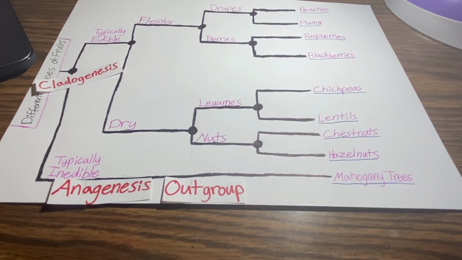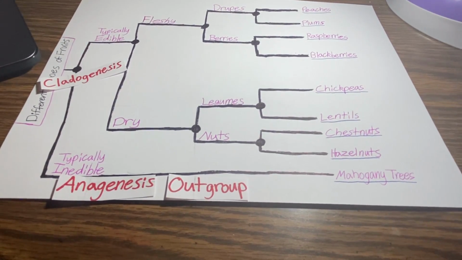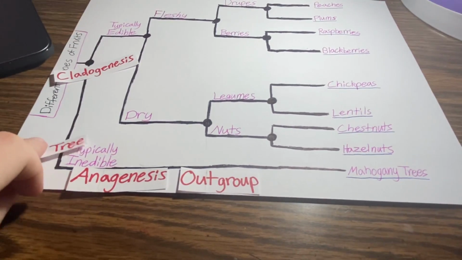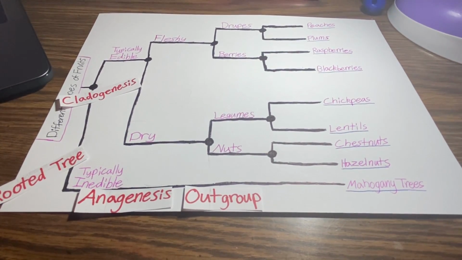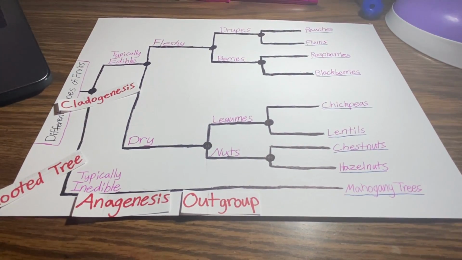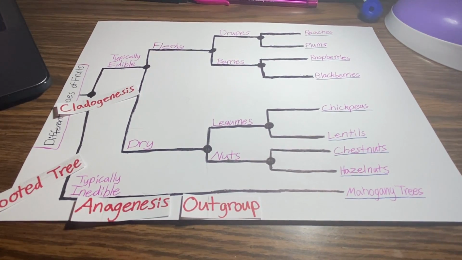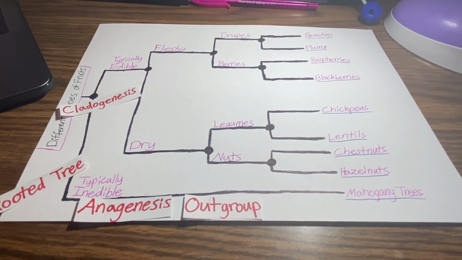This phylogenetic tree is a rooted tree because it has at least one outgroup. The longer branches in the tree represent fruits with the greatest amount of OTUs, while the shorter branches within the tree represent the smallest amount of OTUs.